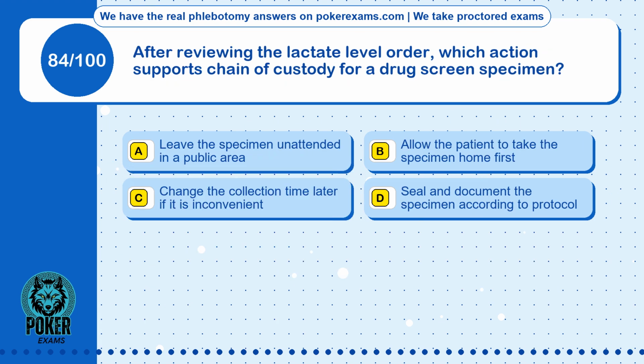Question 84. After reviewing the lactate level order, which action supports chain of custody for a drug screen specimen? Option A. Leave the specimen unattended in a public area. Option B. Allow the patient to take the specimen home first. Option C. Change the collection time later if it is inconvenient. Option D. Seal and document the specimen according to protocol.